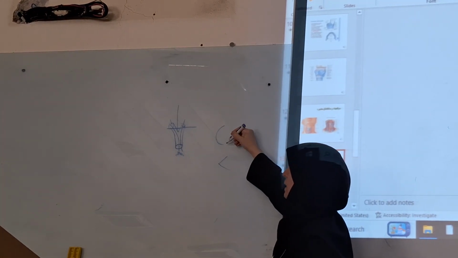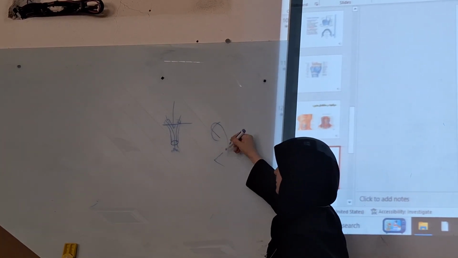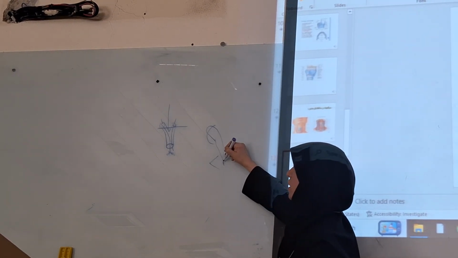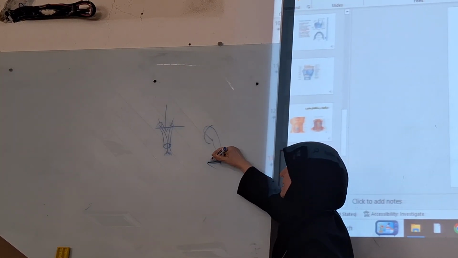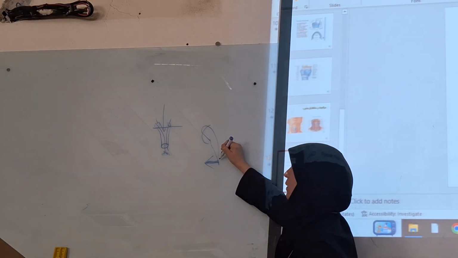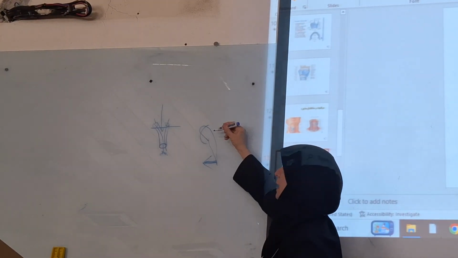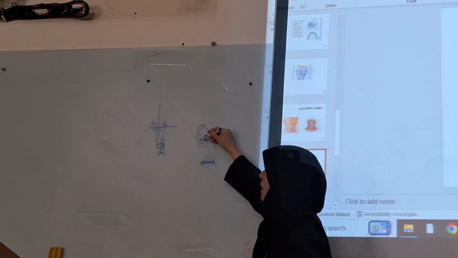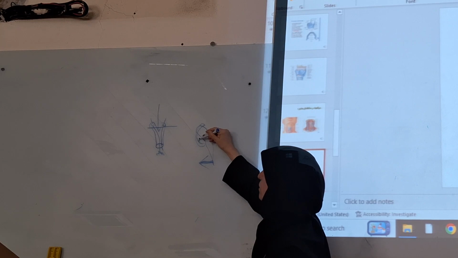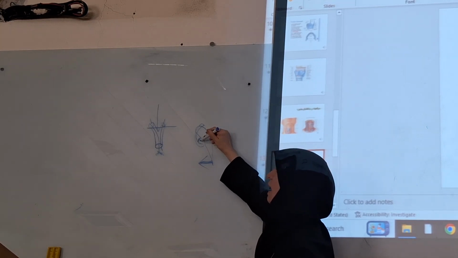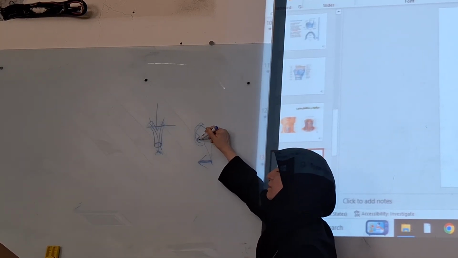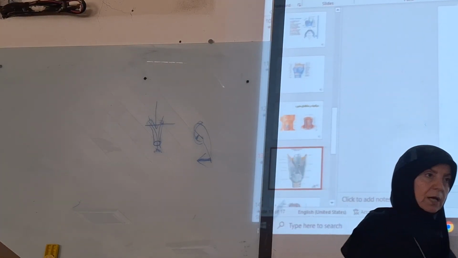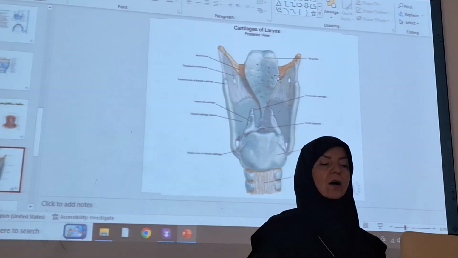Okay? So if you imagine, here you have the hyoid bone and here we have the thyroid cartilage. The epiglottis is here. Inferiorly, it is going to attach to the thyroid cartilage via a ligament. What's the name of this ligament? Thyroepiglottic ligament. Here, if you imagine, we have the hyoid bone. Between the hyoid bone and the anterior surface of the epiglottis, we have another ligament. What's the name of this ligament? Hyoepiglottic ligament.